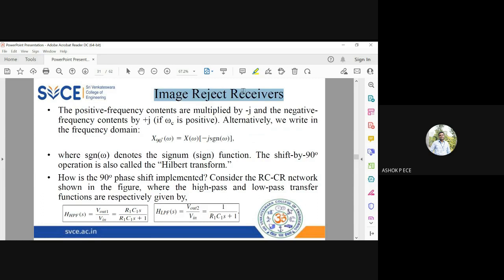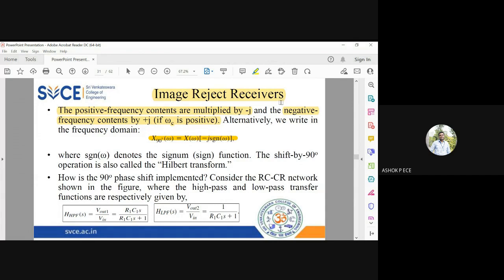To summarize, if you have a positive frequency, I'm going to multiply by minus j. If I have a negative frequency, I'm going to multiply by plus j. So alternatively, I can write this in the frequency domain. If you are multiplying by minus j and plus j, it is just like a signum function, which has the same property.